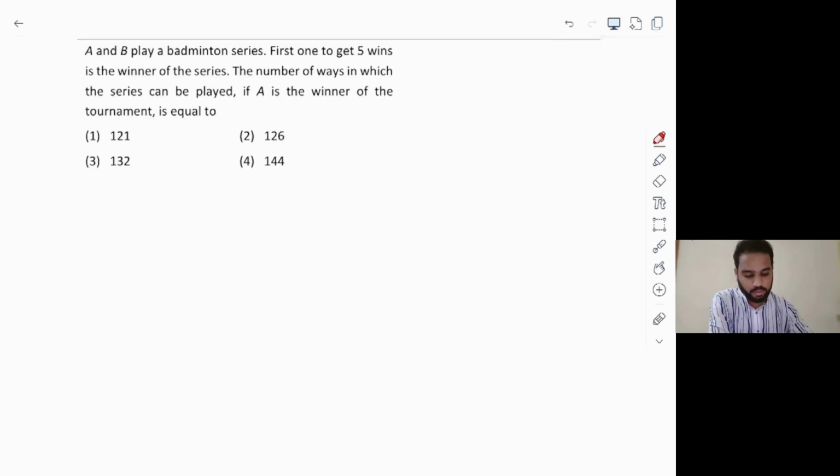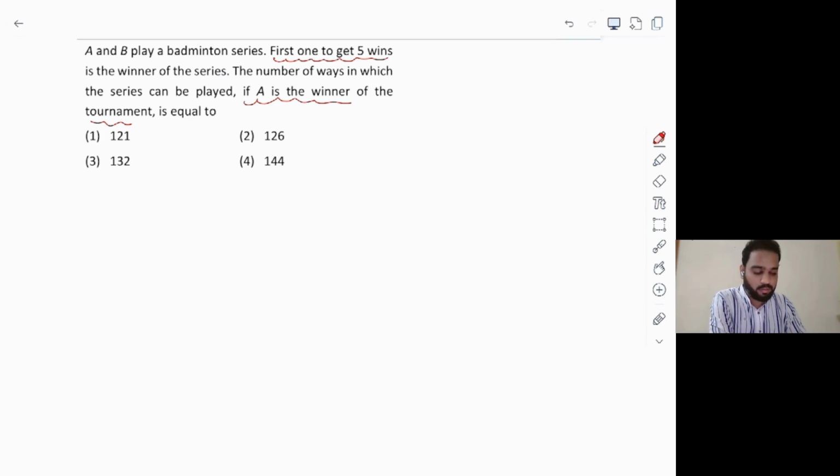Let us take the next question, and this is one of the interesting questions based on permutations and combinations. So let's see the question first. A and B play a badminton series, and the first one to get 5 wins is the winner of the series. The number of ways in which the series can be played if A is the winner of the tournament. So out of A and B, A has to win the tournament. And what is the winning scenario here? The first one who gets 5 wins in total will be the winner of the game.